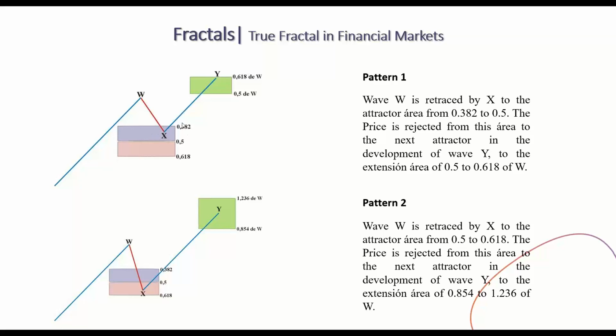When the corrective wave ends in the area of 0.382 and 0.5, and we have a bounce, and the price just gets rejected, we have a higher chance that the next wave, the next motive wave, will end in this attractor that stays between 0.5 and 0.618 times W. How do you get that? Simple. You take the length of the wave W and you project that length at the end of the corrective wave, and then you will get this area.